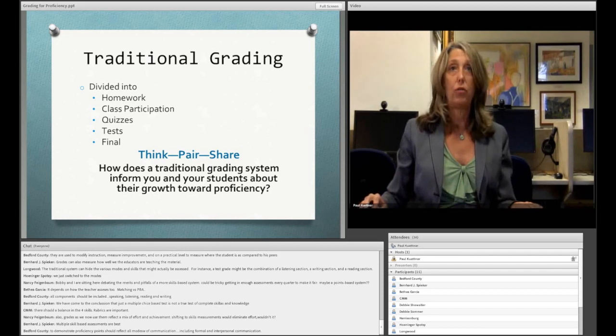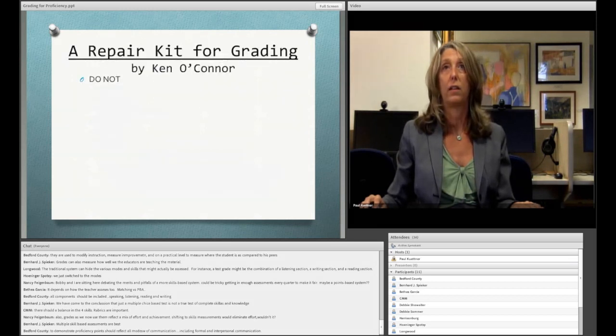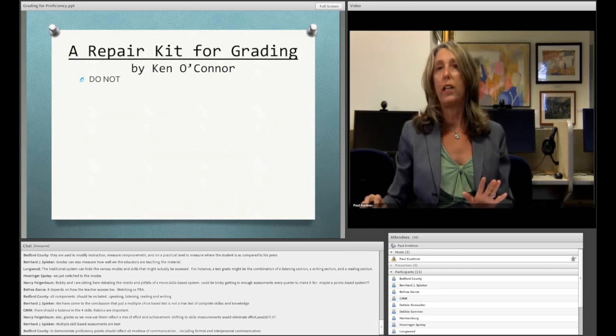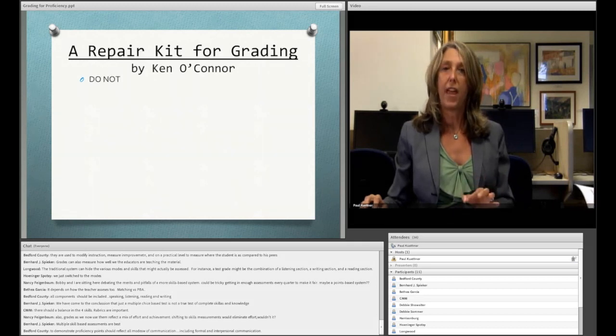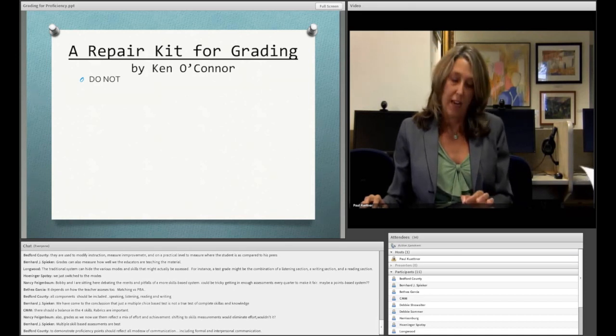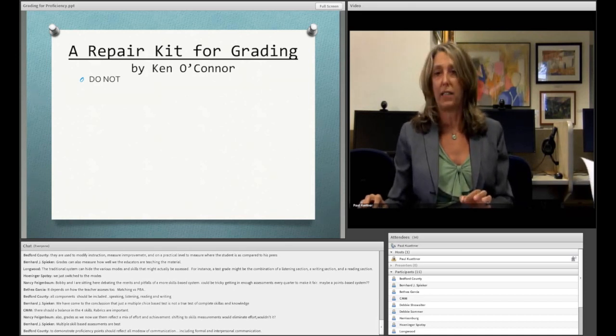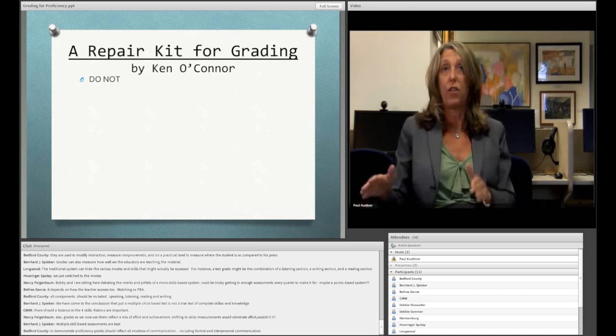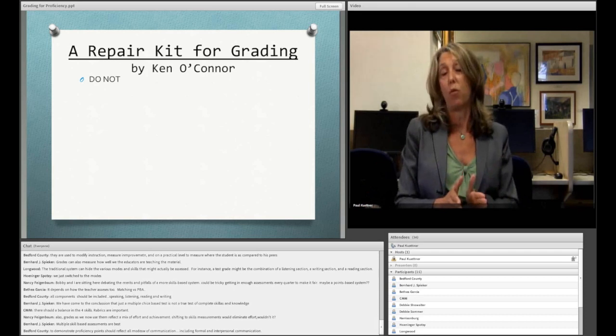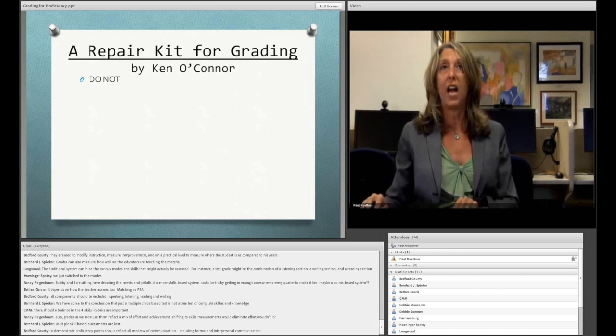I'm going to draw us to another slide, as there has not been much typing, so I think that we're basically done with that aspect. This is a really important book, A Repair Kit for Grading. It's a new book by Ken O'Connor, and he states a number of things that are considered, in his mind, best practices. And this doesn't just apply to world language teaching. Even though the presentation today is about world languages, this particular book is not about world languages.